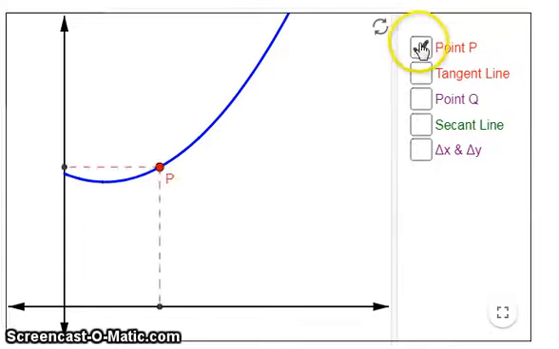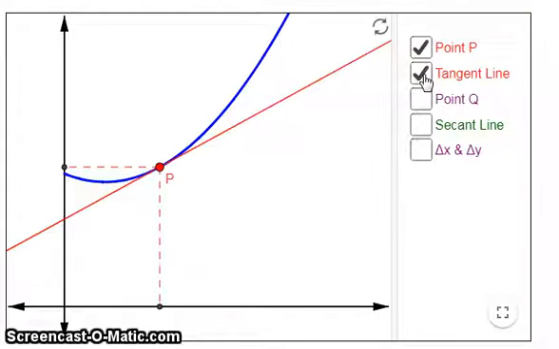So here's point P. We're going to draw a tangent line through P. This line touches the curve only at one point, and yet it's going in the same direction as the curve at that point. So how do we actually make that happen? How do we compute the line to make that tangent line?